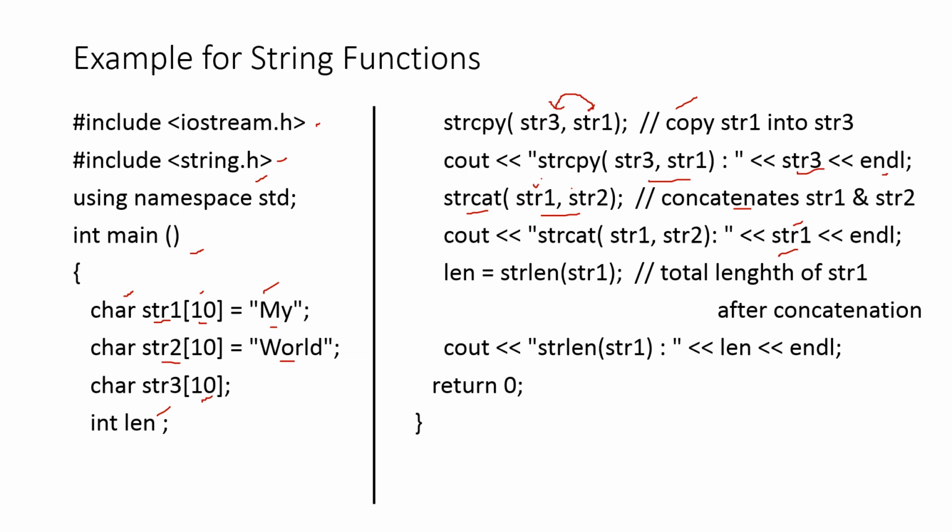Here len is equal to strlen of str1. This is for string length. This statement will find the length of the string str1, and that is stored in len. So here you are printing len. Okay, and return 0 and close the bracket. So this is how you can work with string functions. In today's class, we understood what is string data type and what are the important string functions commonly used in C++. Hope the topic was clear for you. Thank you.